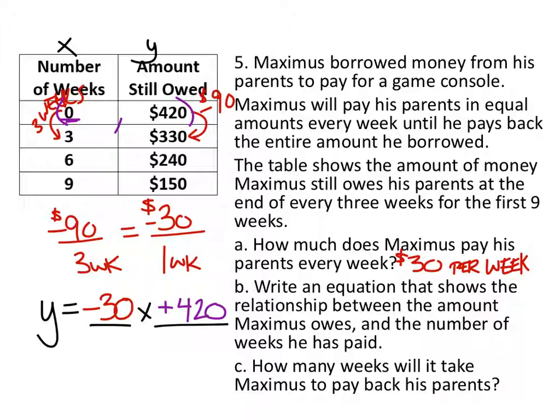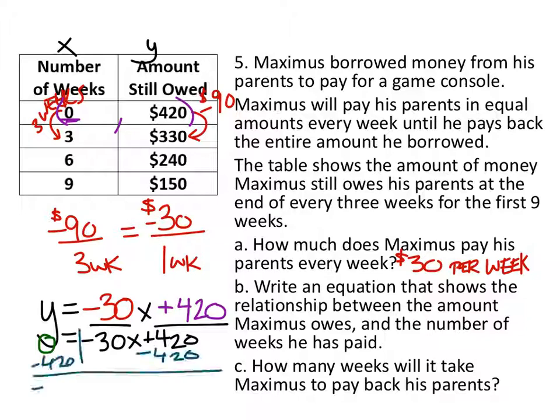How many weeks will it take Maximus to pay back his parents? I'm actually going to use the equation for this one. So the amount he owed would need to be 0, and then we're going to solve the equation for x. So 0 equals negative 30x plus 420. To solve this equation, we would subtract 420 from both sides. So negative 420 equals negative 30x. And then to finish this off, we'll divide by negative 30 on both sides. So that gives us x equals 14. So how long would it take him? 14 weeks.